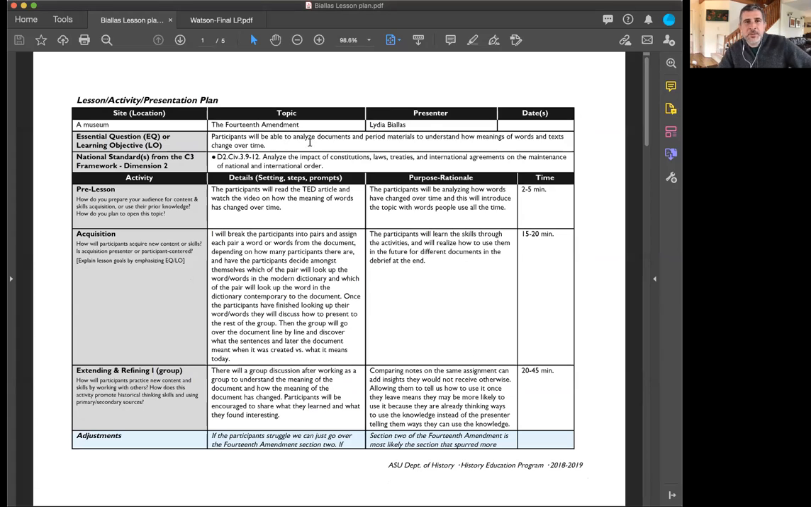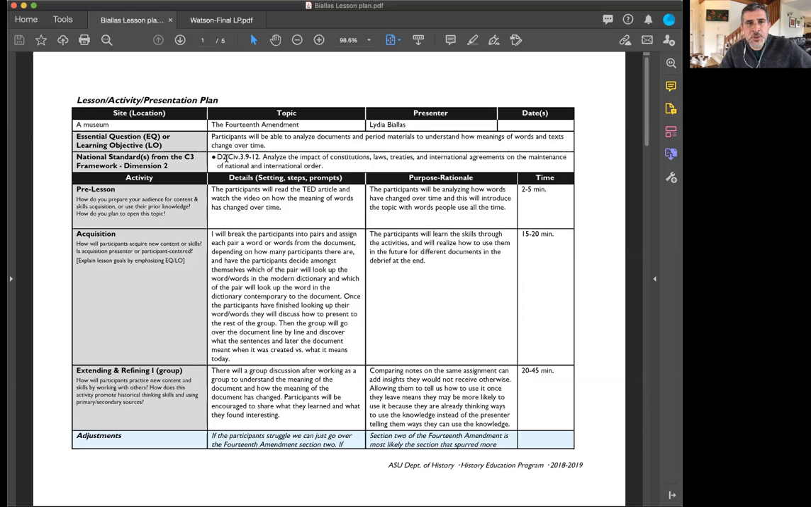Participants will be able to analyze documents and period materials to understand how meanings of words and text change over time. I think that's a really solid objective. I know there's a couple of ands. So if there's a word or a phrase that you could use that embodies both documents and period materials, great. But if not, that's okay, because it's basically primary sources. And then the second part, to understand how meanings of words and text change over time. I think you could just use text and that would cover words. So how the meaning of text change over time would be enough. That's the only fix I would make to that one.